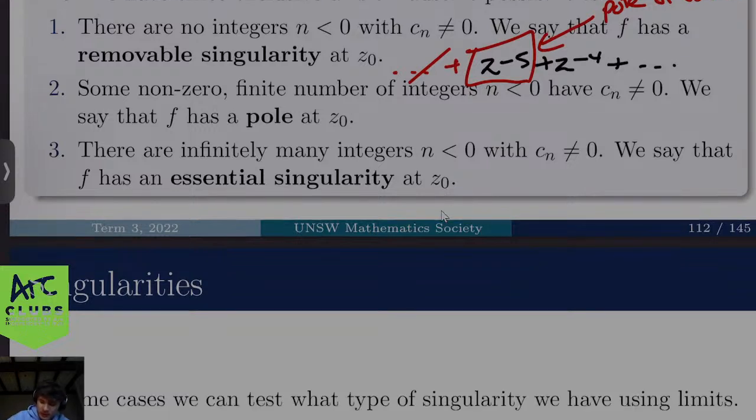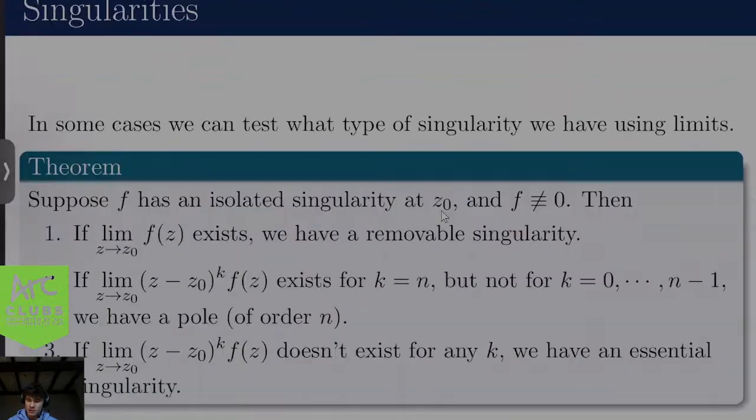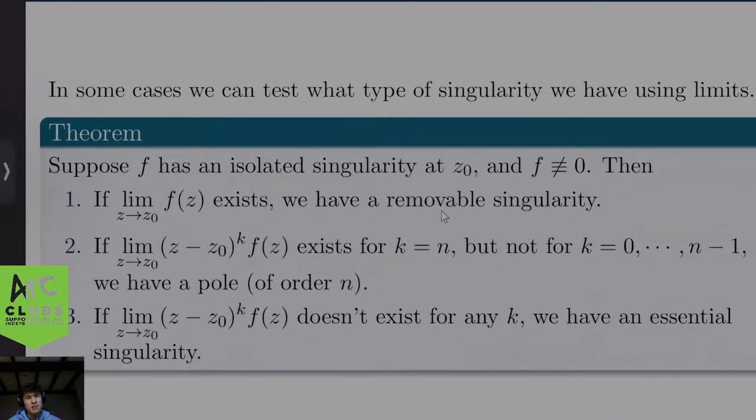And now there's the case where, what happens if we have infinitely many negative powers? We can keep going on and on to the left. Then we can't really do anything to get rid of this singularity, so we call it an essential singularity. You can think about it as a pole with infinite order. Okay, so we can actually use limits to determine what type of singularities we have.